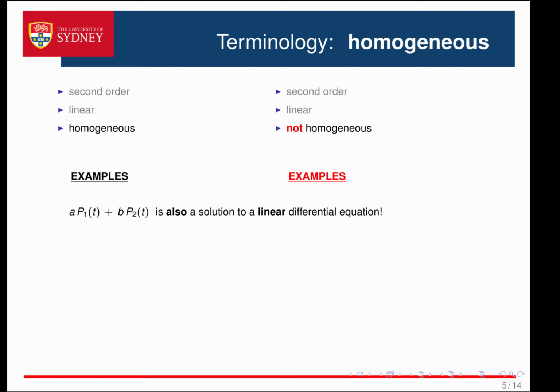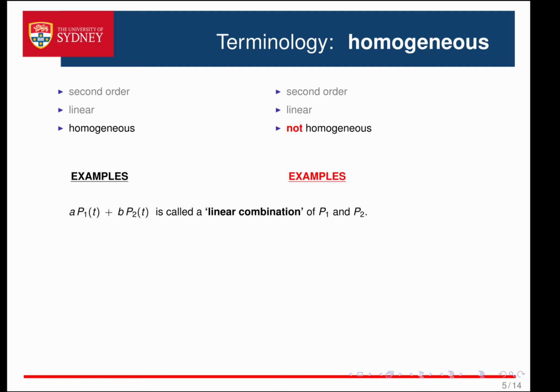This is a very powerful concept for solving these types of differential equations, and we rely on this important property to solve the DEs in this module. The combination of a constant times a solution plus another constant times another independent solution is called a linear combination of solutions. Indeed, this property of a linear combination of solutions also being a solution to the DE is where the name linear comes from in the first place.